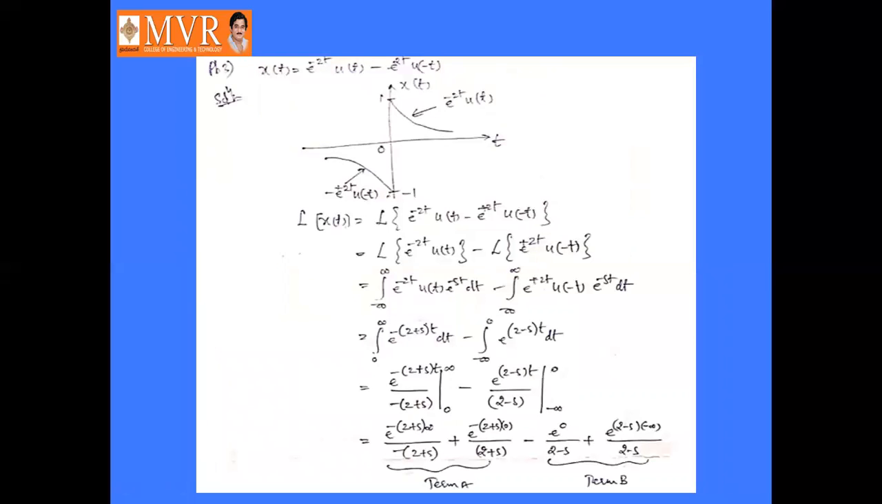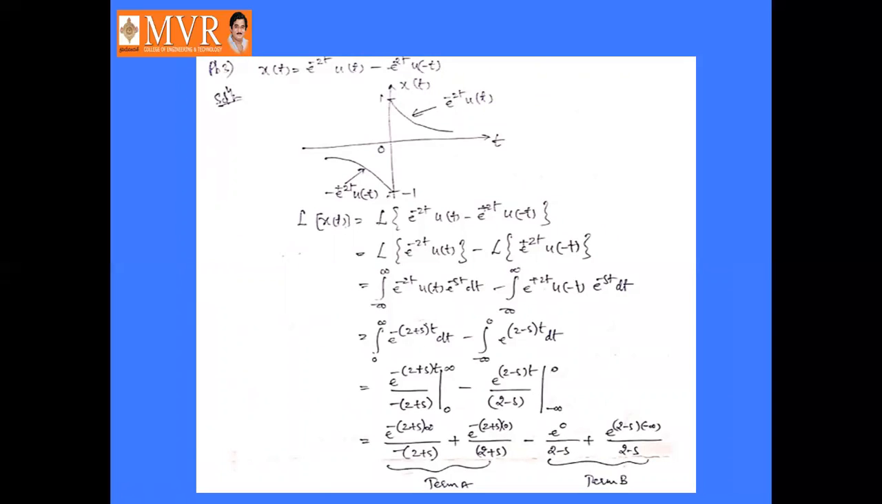Okay. Next, coming to the next problem. That is x of t is equal to e power minus 2t into u of t minus e power 2t into u of minus t. Okay.